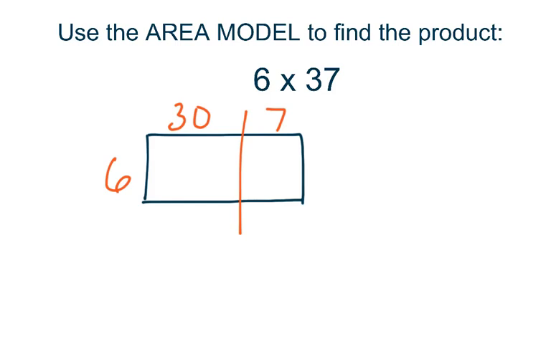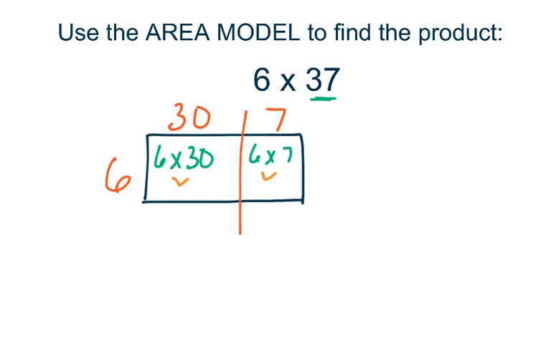Okay, you should have started out with your rectangle, and you should have split your rectangle into 2 pieces because 37 has 2 place values. For this first box, I would multiply 6 times 30. For this second rectangle, I would have 6 times 7. I would solve to find both of those partial products.